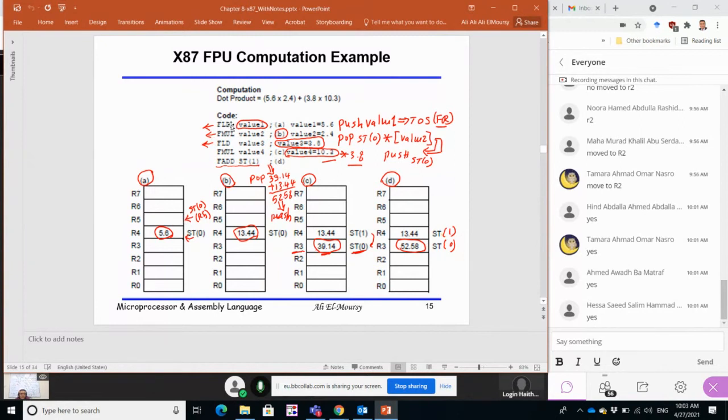Now the first instruction here is float. What will float do? We said float does a push. So in the first instruction, float value 1 means I have to go to the memory at value 1, load the data and push it into the stack of registers. So ST0 will be moved from R5 to R4, and the data, which is 5.6, will be stored. So ST0 now is pointing where? It is pointing at R4. Are you following? Is it clear?